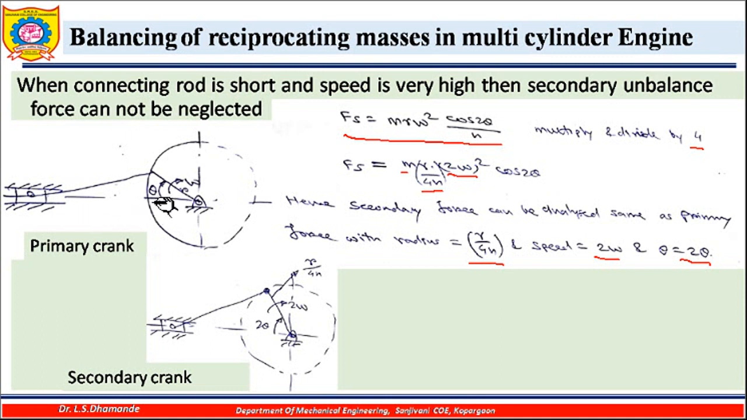So in case of the primary crank, the angular position of the crank is theta, it has radius r, and it is rotating with omega. While in case of the secondary crank, the angle is 2 theta, it is rotating with 2 omega, and its radius is r by 4n. So this concept we are going to utilize while solving the numericals on balancing of these multi-cylinder engines.